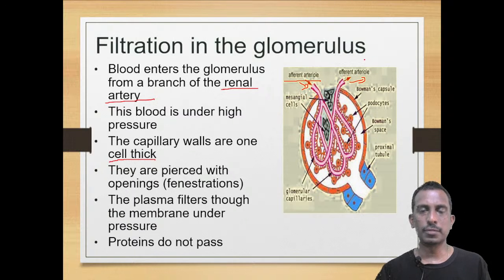Between this tuft of capillaries, there are cells. These are called mesangial cells. And this tuft of capillaries is surrounded by Bowman's capsule. So between Bowman's capsule and the glomerulus, there are cells, the podocytes.